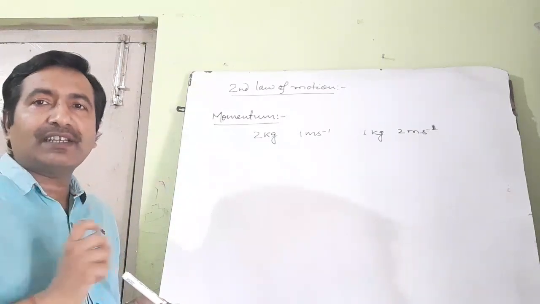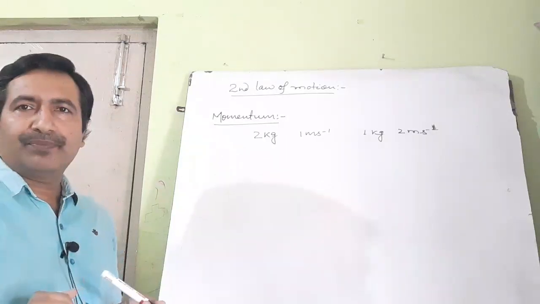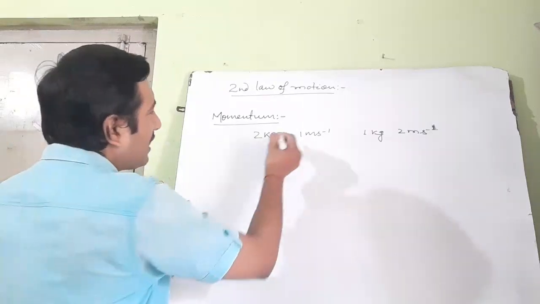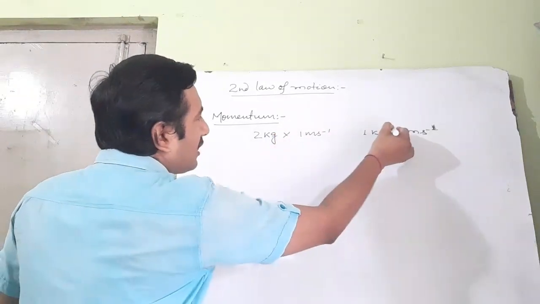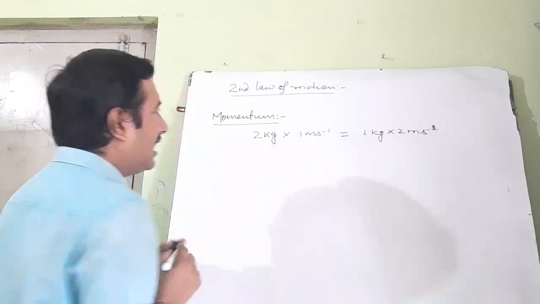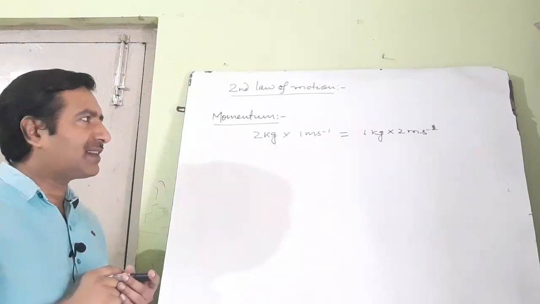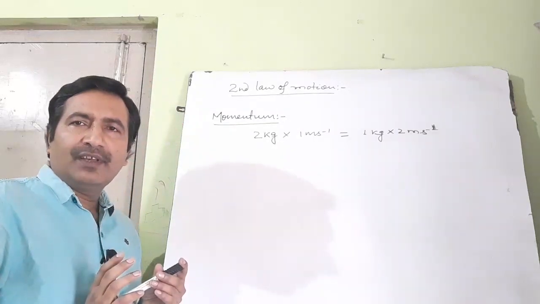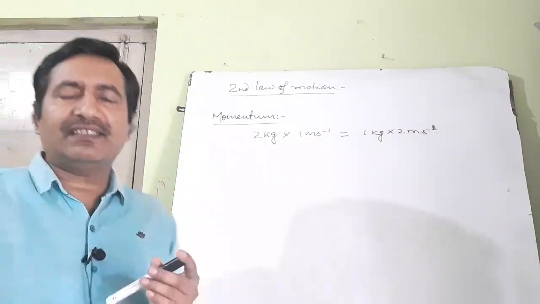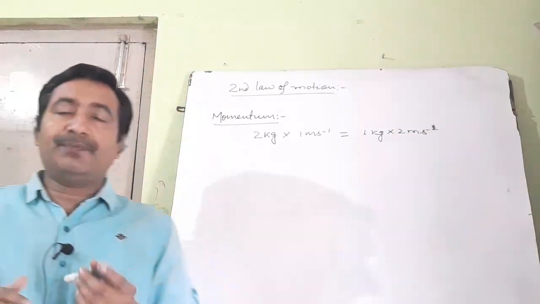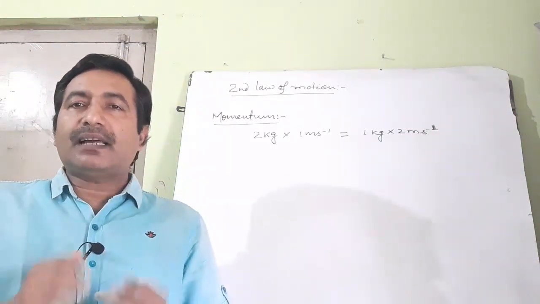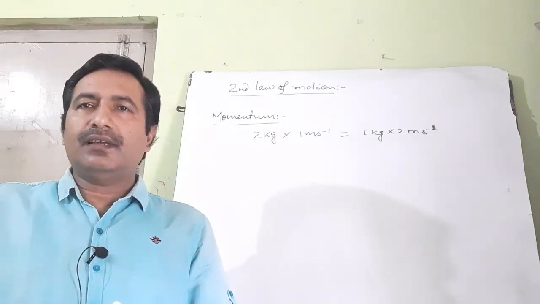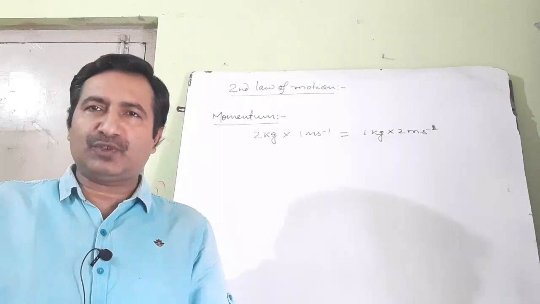Now what is the reason? What is common between the two, due to which they are causing a similar effect? You see, the product of these two and the product of these two are equal to each other. Means 2 kg into 1 meter per second is equal to 1 kg into 2 meter per second. So what can you conclude from this analysis? You can conclude that the product of mass and velocity helps us to define the effectiveness of motion.